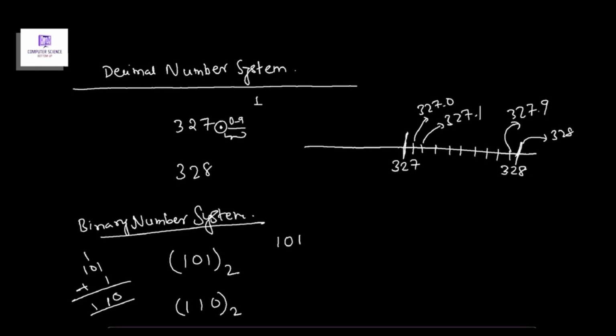If you have a fractional part also, let's say just one digit in the fractional part, how will it be on the number line? This is 101, this is 110, and this place can be occupied by 0 or 1. So this is 101.1, and this is 110.